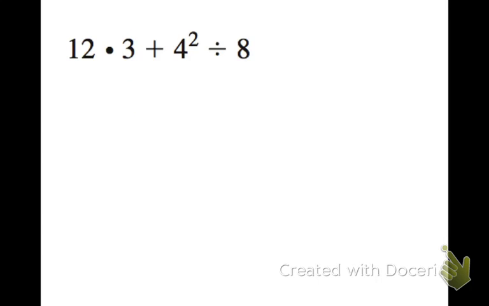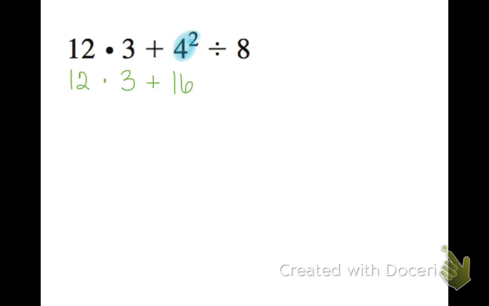Here's another example that has some more stuff. So we start first. Are there any parentheses? I don't see any, so we can move on. Then we look for exponents, and we see here that we have a 4 squared. So I'm going to do that first. Nothing else has changed yet.